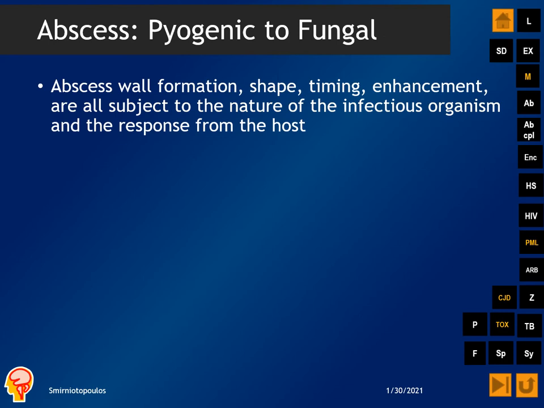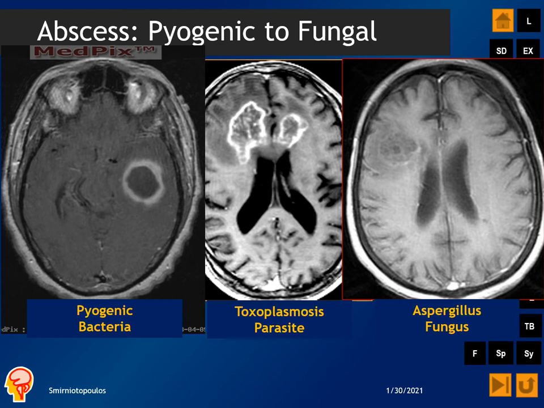Abscess wall formation and the shape of the rim, the timing, the enhancement are all subject to the nature of the infectious organism and the response from the host. As we see here, pyogenic bacterial abscess has a classic appearance, but in the center is a patient who has abscesses from toxoplasmosis, which is an obligate intracellular parasite. And we can see it has a very, very irregular pattern of contrast enhancement. And in an abscess caused by aspergillus, we have very, very faint contrast enhancement and relatively little mass effect. So remember that abscesses don't always look the classic appearance, which is a bacterial pyogenic abscess.